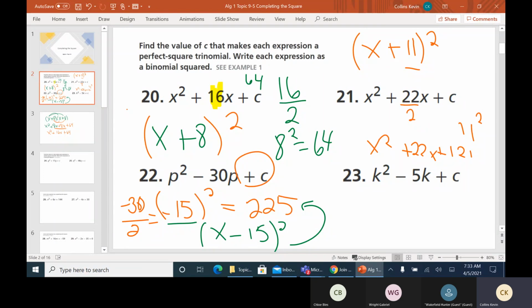Questions so far? So basically what we're doing is we're taking the number in the middle, it's in front of the x or the k or whatever, the single, not the x squared or the k squared or whatever, just the single value, right? We divide him by 2, and then we take that answer and square it. That's what we add for C. And then what we can do is we factor it into the situation we got going on here.